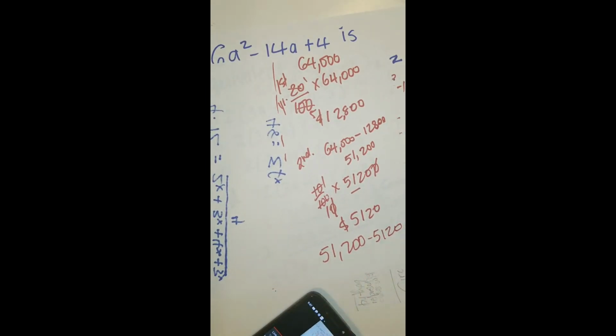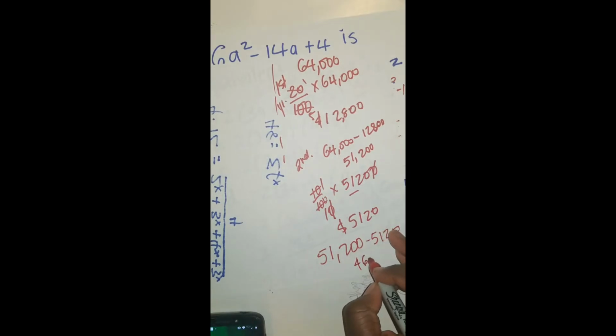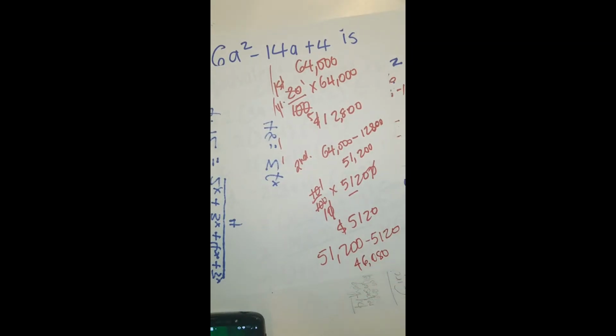5,120. And 5,120, I'll give you one number. Which number I'll give you? I don't know. I think it's 40,000 something. Let me do the math again, guys. 51,200. I'll give you 46,080. Because in the second year, guys, the car won't be the same 64,000. So you can't use 64,000 for the answer. You have to use whatever it values after the first year, which is 51,200.